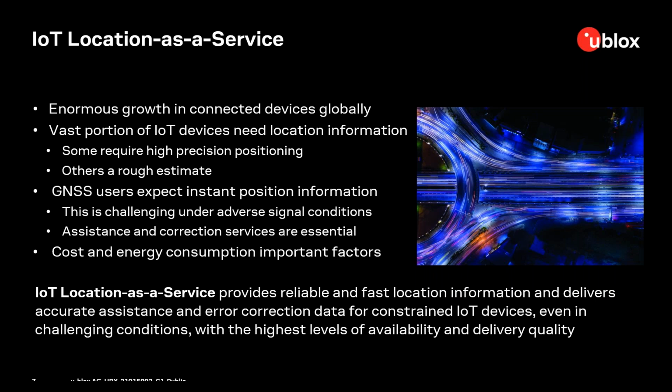GNSS users expect instant position information, and this can be challenging in adverse conditions. And this is where assistance services or correction augmentation services are essential. Cost and energy consumption can be important factors. And so with that, our vision for location as a service is to provide reliable and fast location information and deliver accurate assistance and error correction data for constrained IoT devices, even in those challenging conditions, with the highest levels of availability and delivery quality.